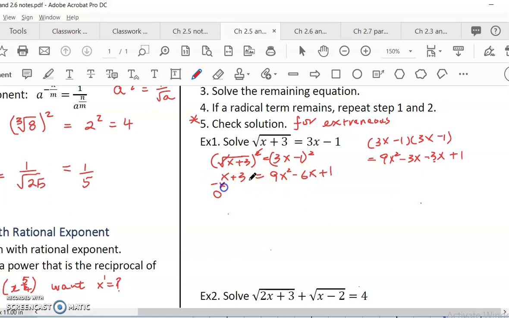So minus x minus 3, and this would be minus x minus 3. So I would have 9x squared, minus 6x minus 1x is minus 7x, plus 3 plus 1 minus 2 is minus 2, equal to 0. So how do I solve this?